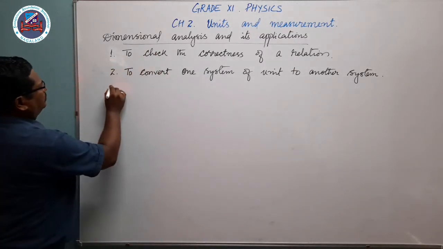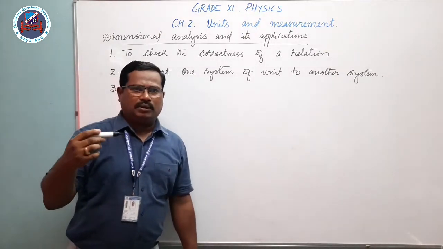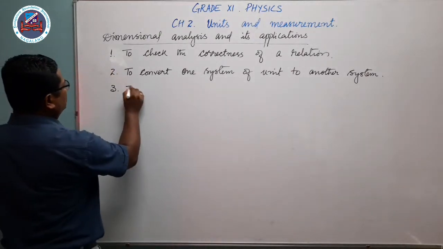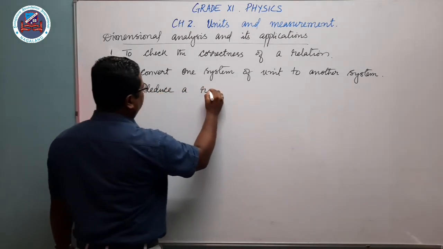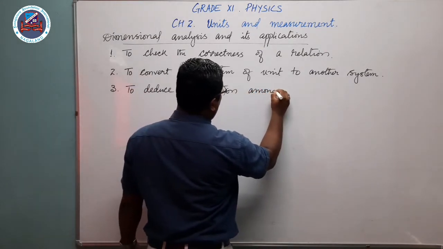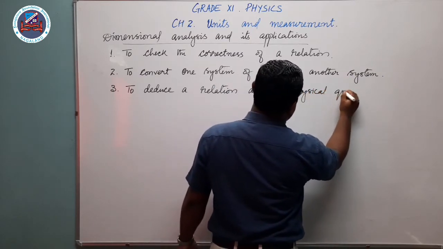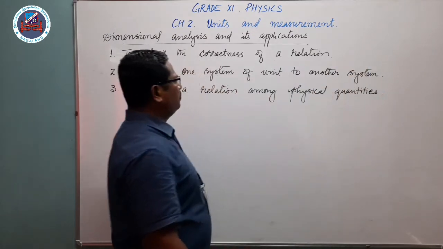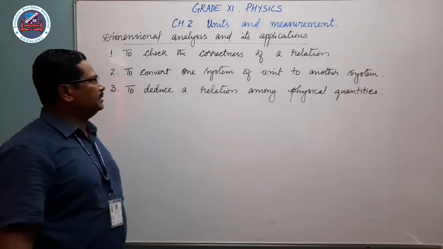Then the third one, we can even deduce. Deduce means obtain a relation or derive a relation between physical quantities. To deduce a relation among physical quantities, we can find out a new formula, or we can derive a formula with the help of dimensional analysis.